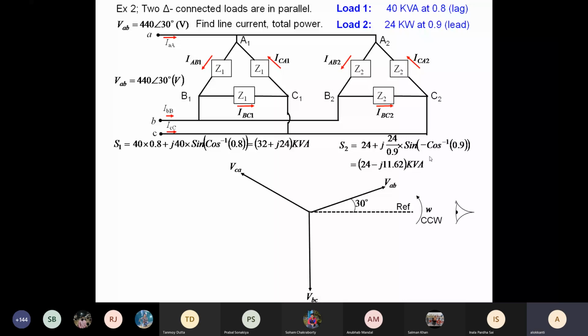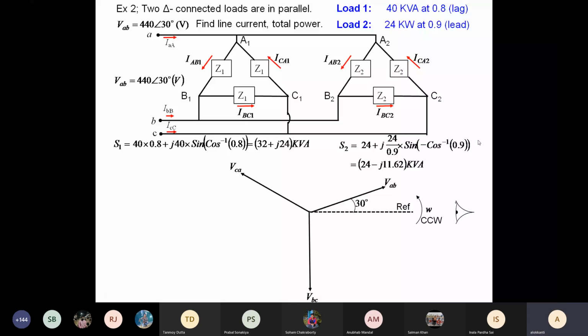The two loads together effectively is what type? Leading or lagging? Lagging, because it is plus 24 minus 11. So it will be the two loads together. That means the supply, that is the source, will basically provide lagging power to the two loads, though one of them is leading. So effectively it is lagging.